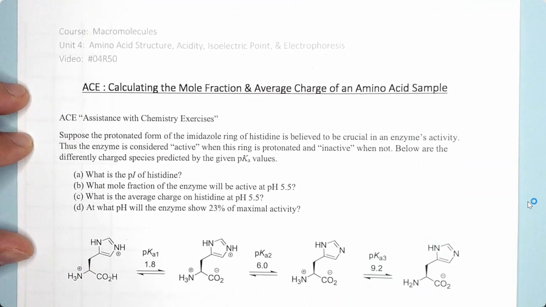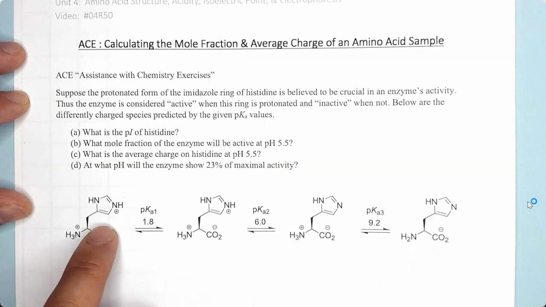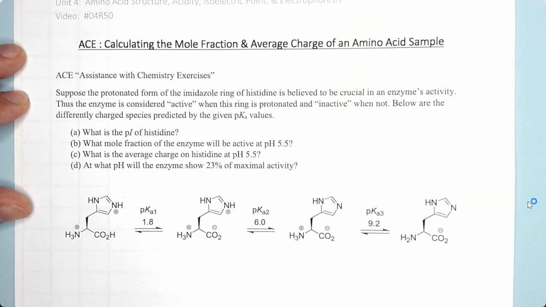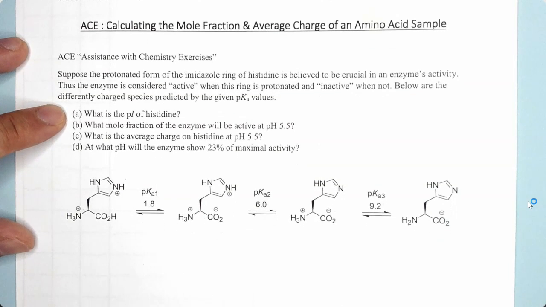Suppose the protonated form of the imidazole ring of histidine, this ring here, is believed to be crucial in an enzyme's activity. Thus, the enzyme is considered active when the ring is protonated and inactive when not. Below are the different charge species, predicted by the given pKa values. A. What is the pI of histidine?